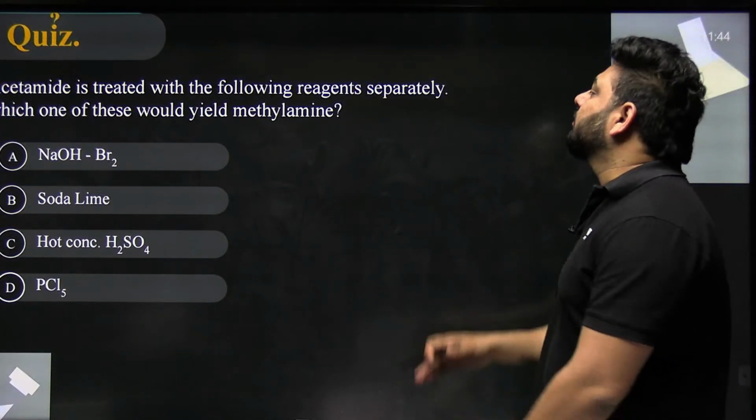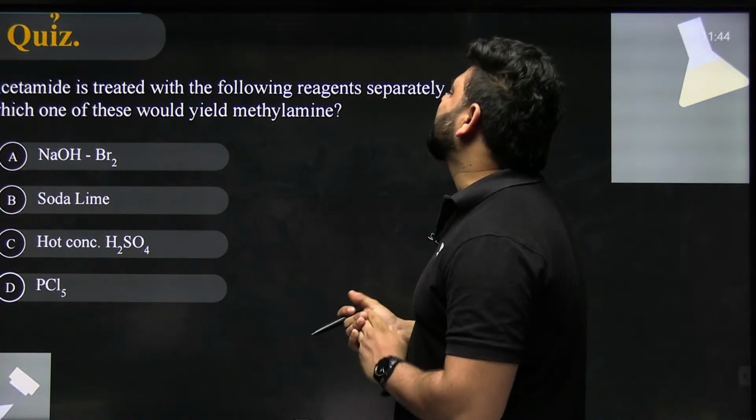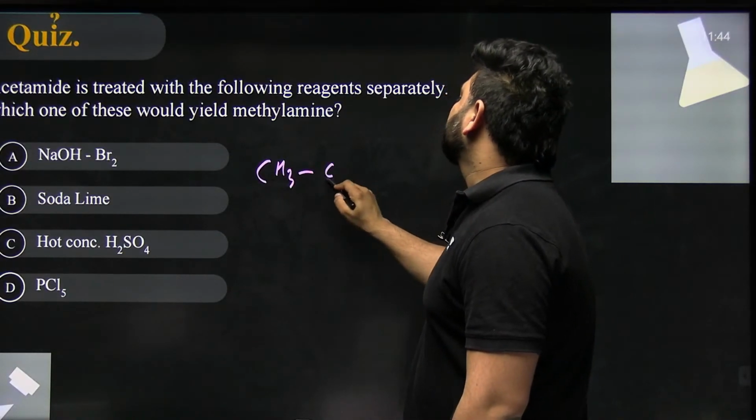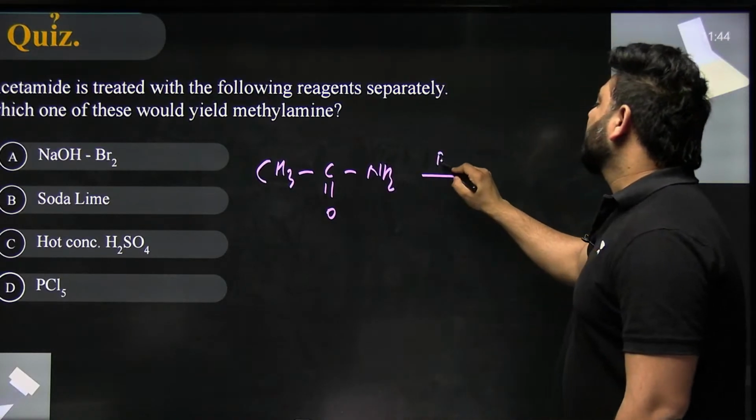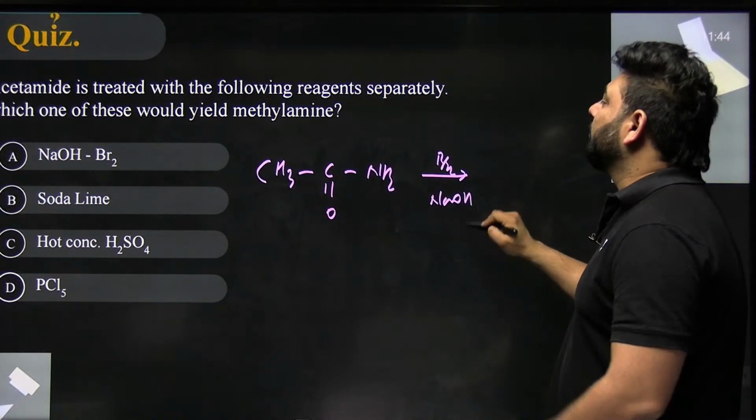Acetamide is treated with the following reagents separately. Which one of them will yield methylamine? So what is acetamide? This group is called acid, and along with NH2 it becomes an amide. Then reaction with Br2 and NaOH will yield what?